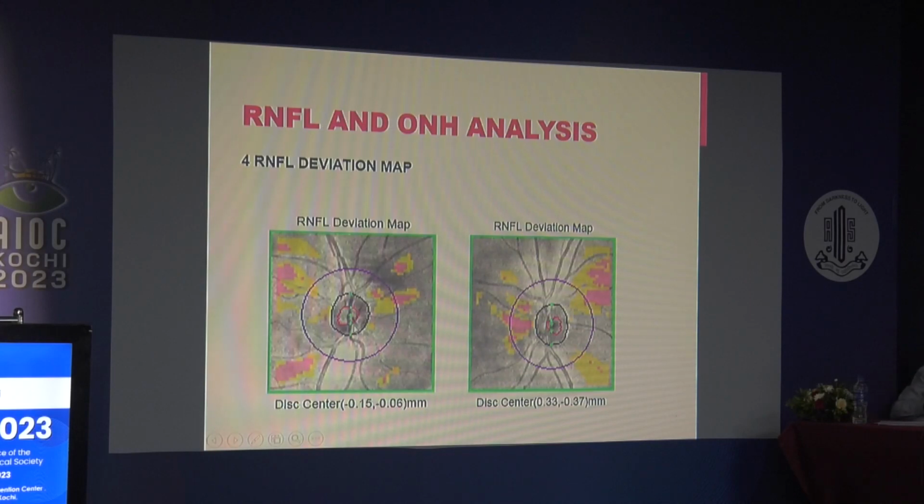Another important thing which we have to see here is the placement of the circle at the optic disc. This centration is important. If it is more than 0.3, your data will go haywire and you should not proceed. You should do the scan again. Like in this case, it is decentered. It is 0.33, so it is not acceptable. You have to center it to less than 0.3.